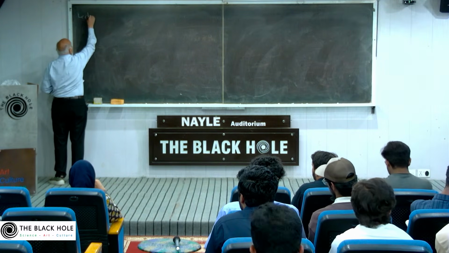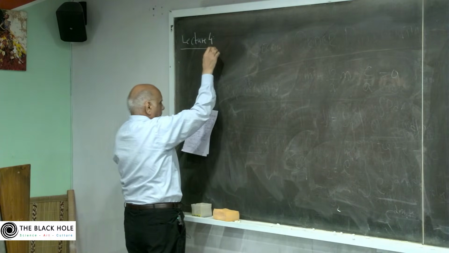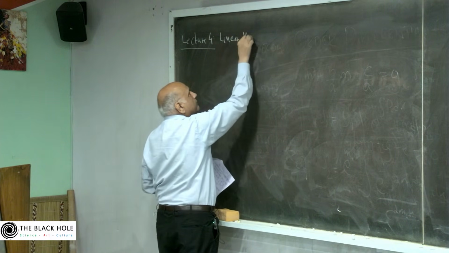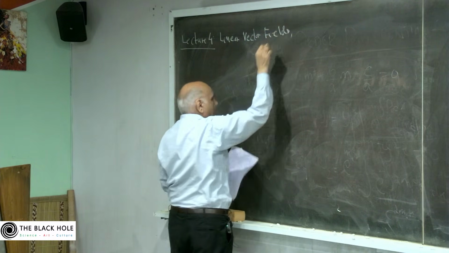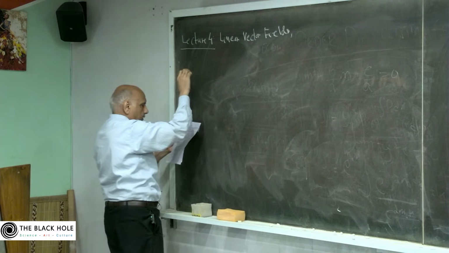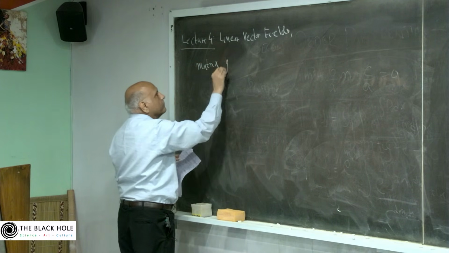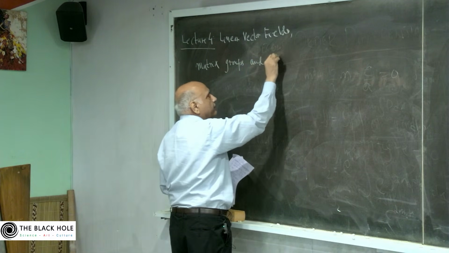ठीक है, सबको नजर आ रहा है और वीडियोस भी उस पर। So this lecture is about, this is lecture 4. It's about linear vector fields, matrix groups and exponential of matrices.